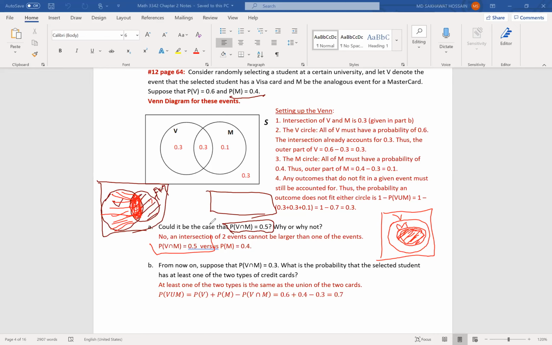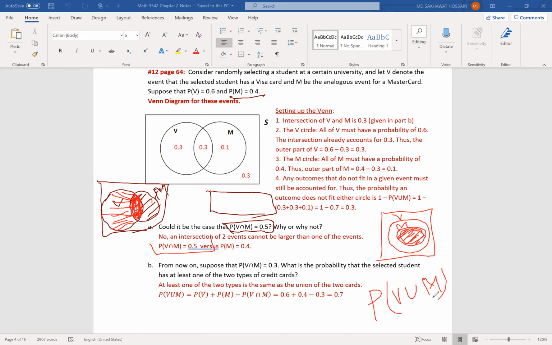Now the second question: suppose that the intersection is given, the probability of V intersection M is 0.3. Now we have to find the probability that the selected student has at least one of the two types of credit cards. So that means the student has either a Visa card or a MasterCard or both. So we have to find the probability of V union M.